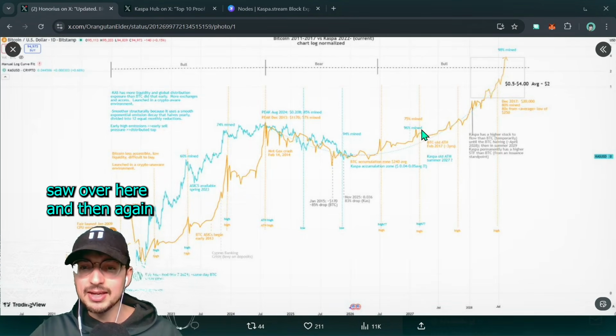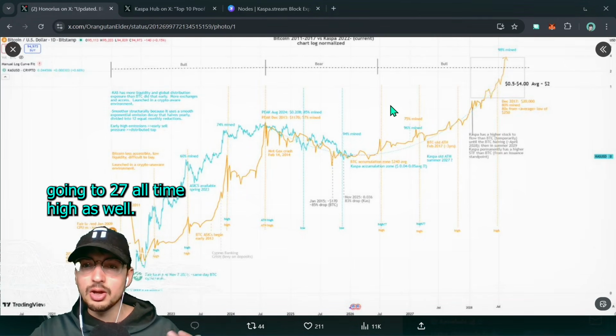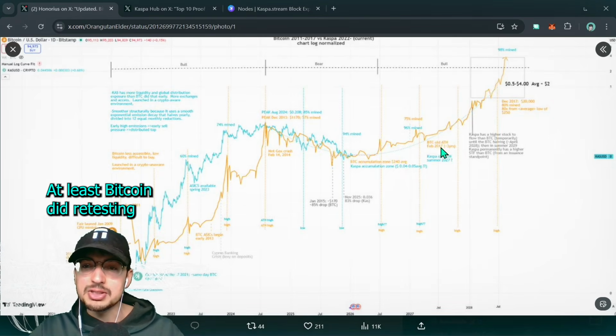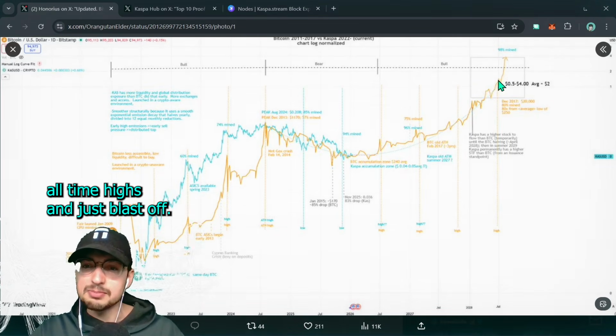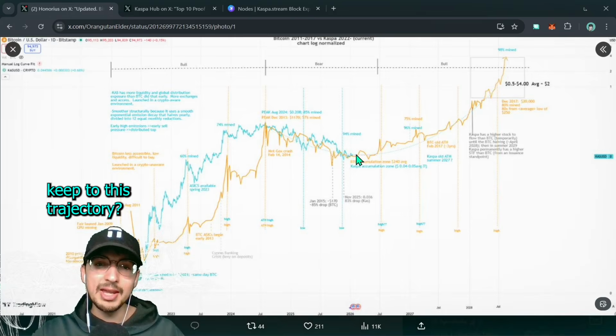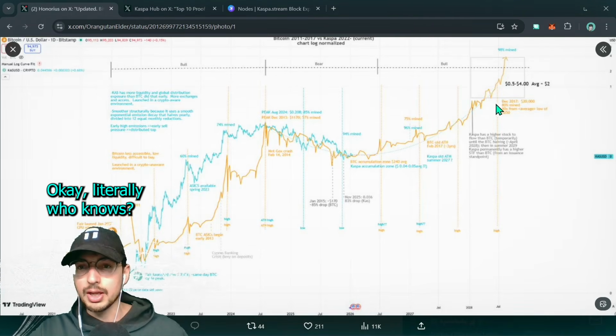And then again, going 2027, all-time high. That's what at least Bitcoin did, retesting all-time high and then just blast off. So are we going to keep to this trajectory? Who knows? Okay, literally who knows?